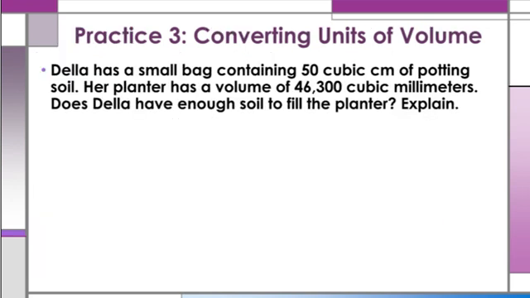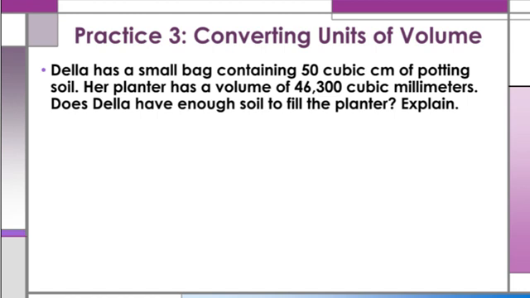So let's take a look at an example ourselves. Ella has a small bag containing 50 cubic centimeters of potting soil. Her planter has a volume of 46,300 cubic millimeters. Does Ella have enough soil to fill the planter? Explain. So there are 2 different ways you could do this. You could convert the 50 cubic centimeters to cubic millimeters, or convert the 46,300 cubic millimeters to cubic centimeters.